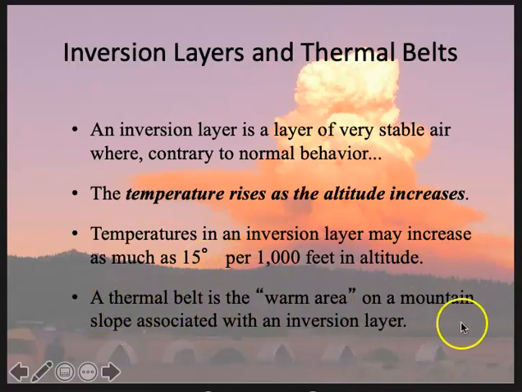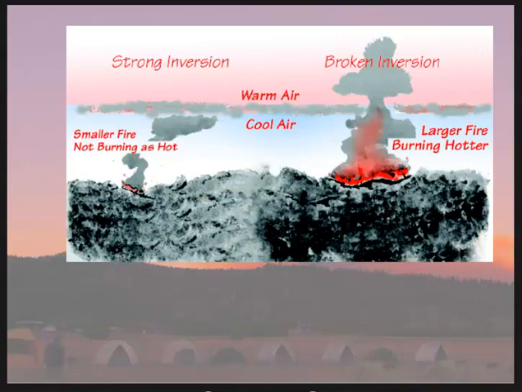Sometimes you can get a thermal belt in the valleys, a warm area on a mountain slope, where we have the cool air up above, and we have warm air above it. So we call this an inversion layer. So we got the warm air above the cool air. Now a fire is going to intensify the hot air in that cool air, where it's going to want to go up and then go out.